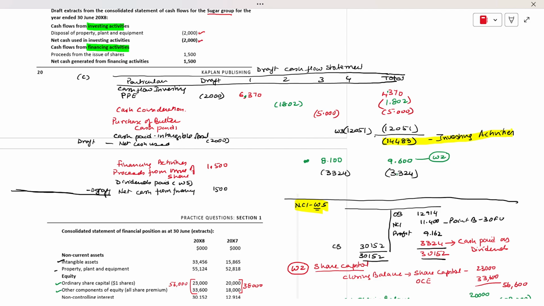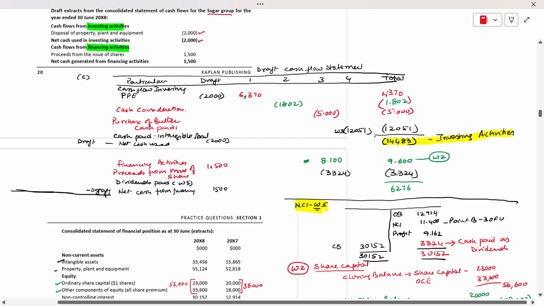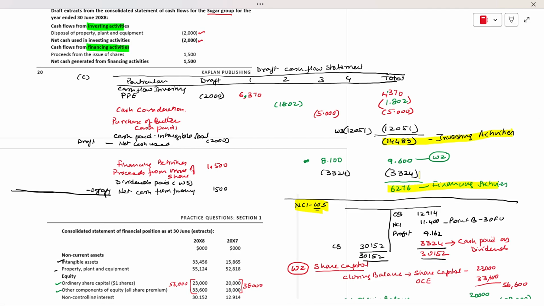Next, how much is this one? 9600. 9600 minus 3324. 6276. This is financing activities. Are you clear about this? Yes.